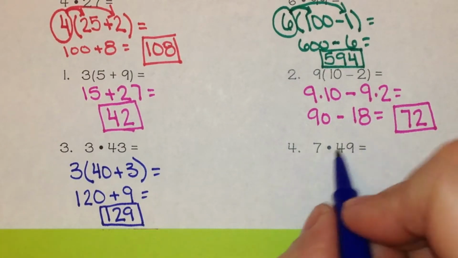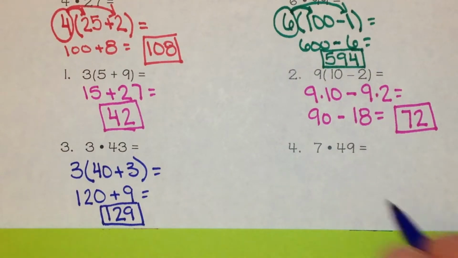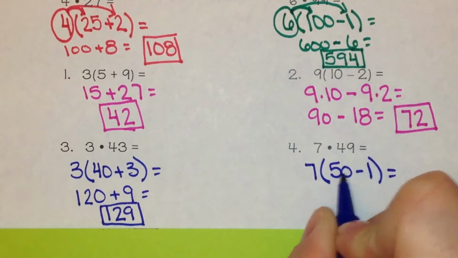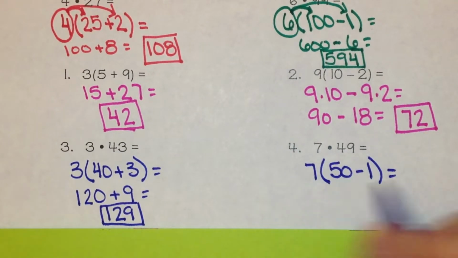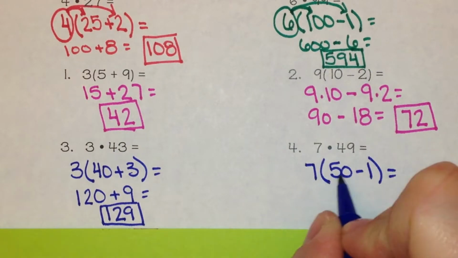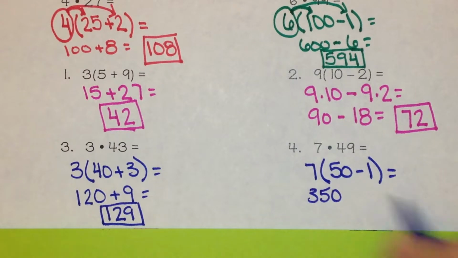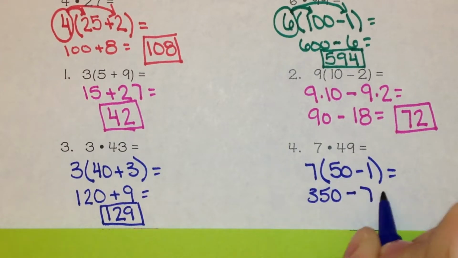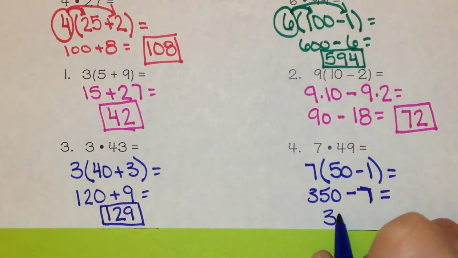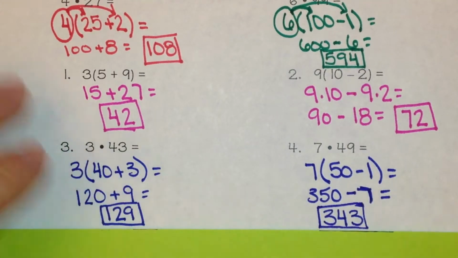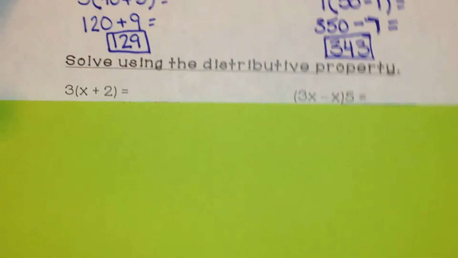Over here, well, 50 is awfully close to 49, so I'm going to do 7 times 50 minus 1, which will give me 49. So I can do 7 times 5, which gives me 35, add the 0 on the end. So 350 minus 7 times 1 is 7, and then I just reduce 350 minus 7, which leaves me with 343. Okay, so the distributive property kind of makes things easier.